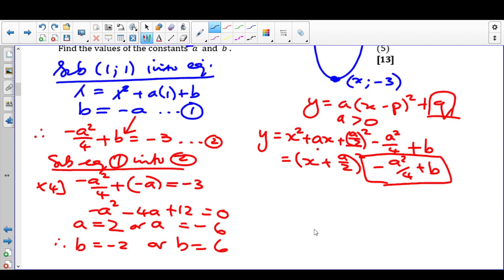I gave you 1 mark for getting the first equation out. Equation 1. Actually 2 marks. One for subbing that coordinates in there, and one for getting that equation out. Completing the square, I gave you 1 mark there. And then 1 mark for your A's and the B's. 1 mark. So it's 5 marks.